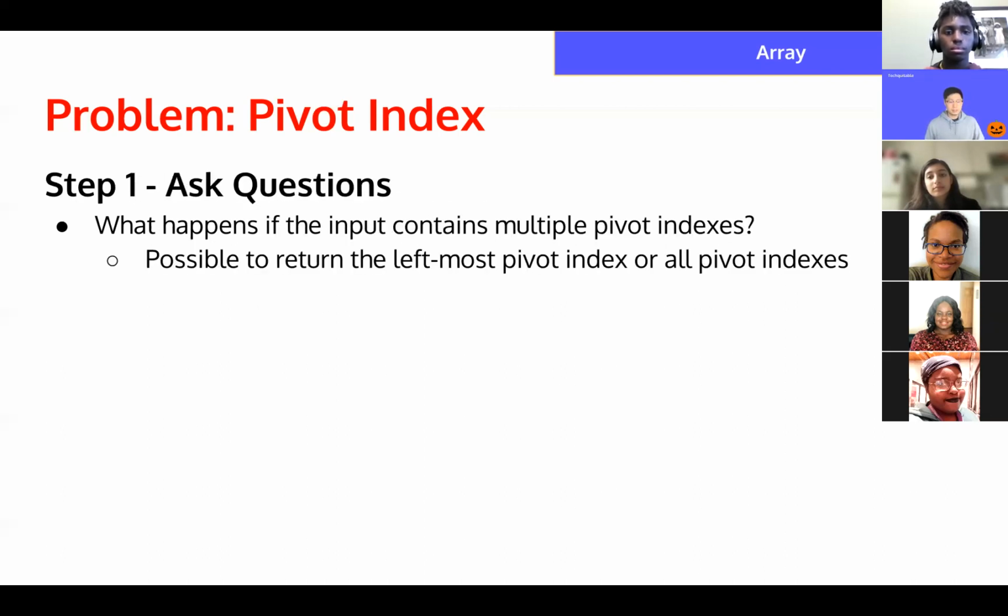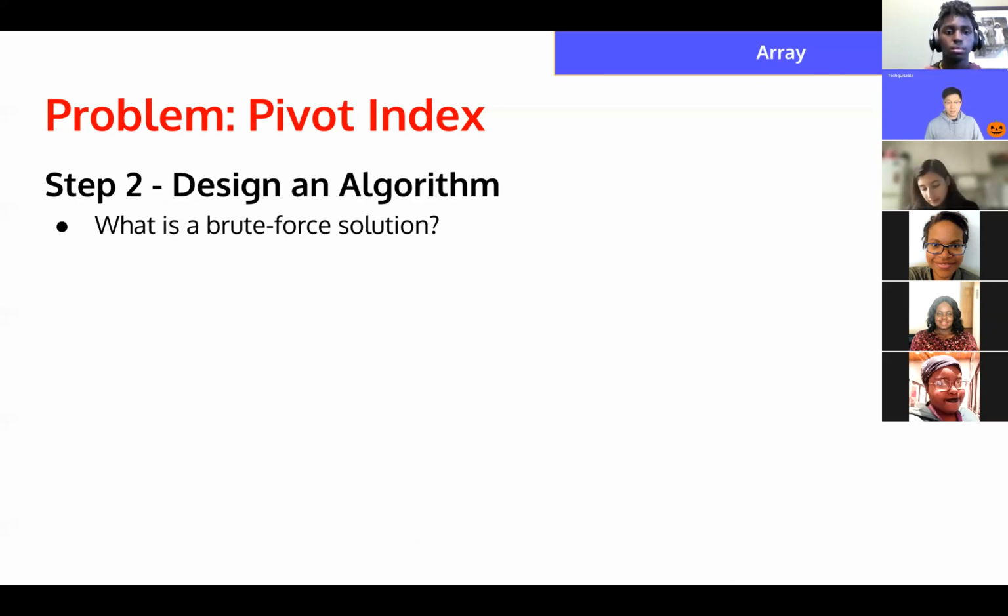Yeah, good job on asking these questions. I'm going to list one more out here. Now let's move on to step number 2, which is to design an algorithm. So, can anyone tell us what could be a brute force solution here?